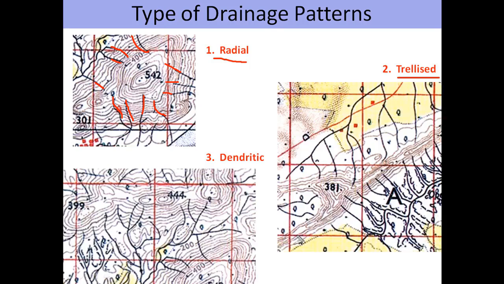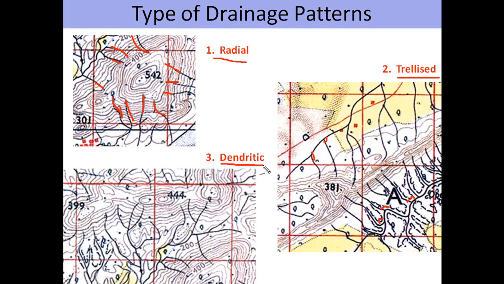As you can see in this map extract, there is a long ridge has been shown over here with the help of a contour line. And as you can see here, these streams are flowing towards certain direction here. At the vertices, more or less 90-degree angle is called trellis pattern.